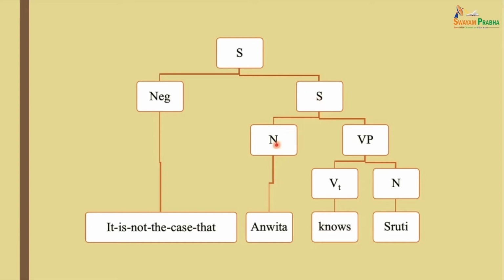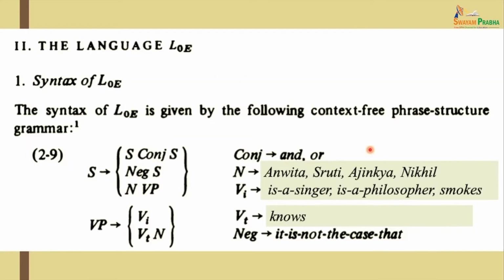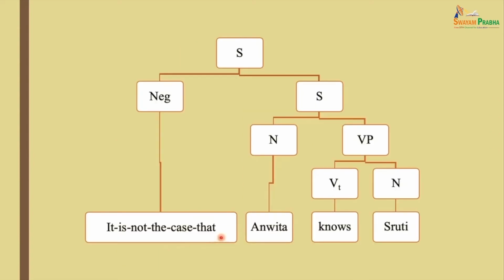And this S is once again rewritten as N and VP. VP is rewritten as VT and N. Remember, VP could be rewritten, let's get back, either as VI or as VT and N. So we have taken the second root here, VT and N, and VT is rewritten as "knows" and N as "Shruti", and this N as "Anvita", and neg. "It is not the case that Anvita knows Shruti." So this intuitively grammatically correct sentence can now be represented by using our phrase structure rules.